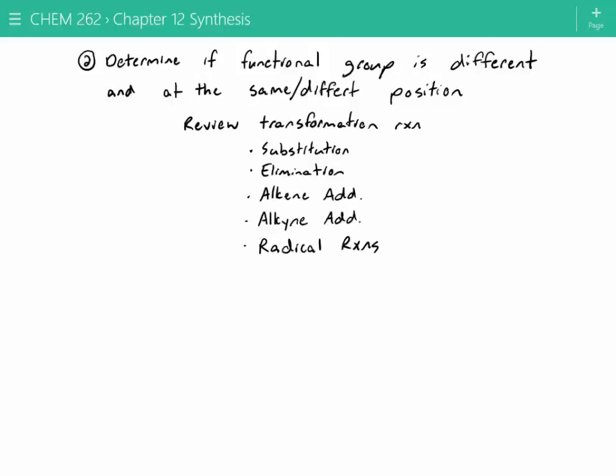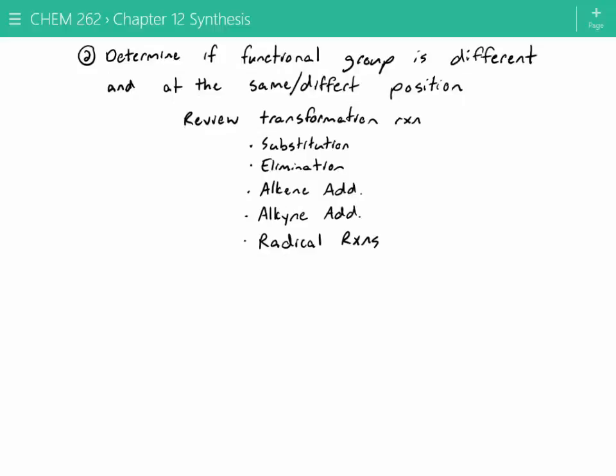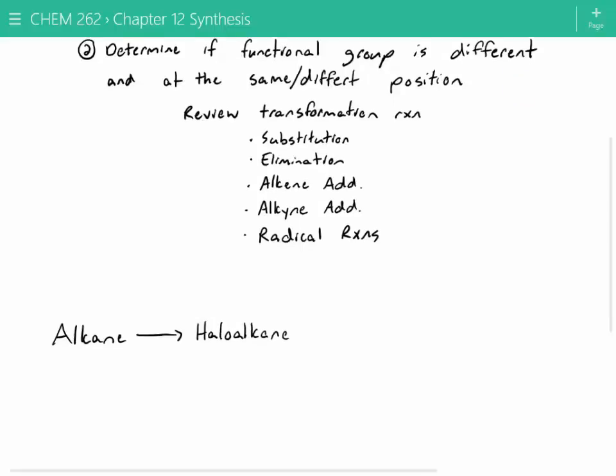It's kind of fun to think about because in the span of 6 months, we've learned how to go between a variety of different functional groups. In this last chapter, we saw how we can go from an alkane to a haloalkane. How can we go from an alkane to a haloalkane?